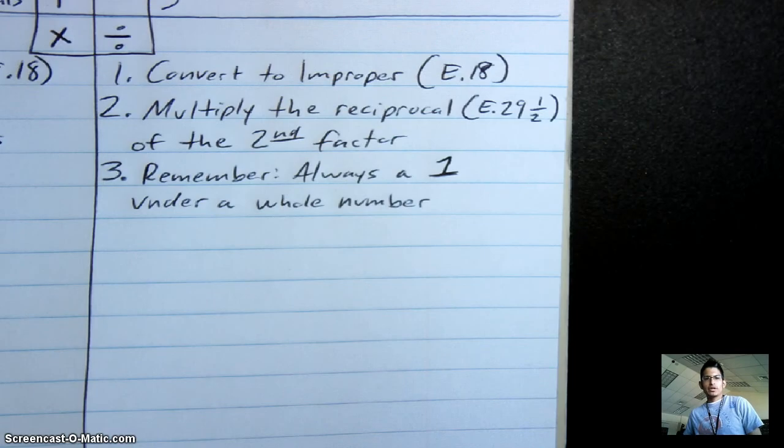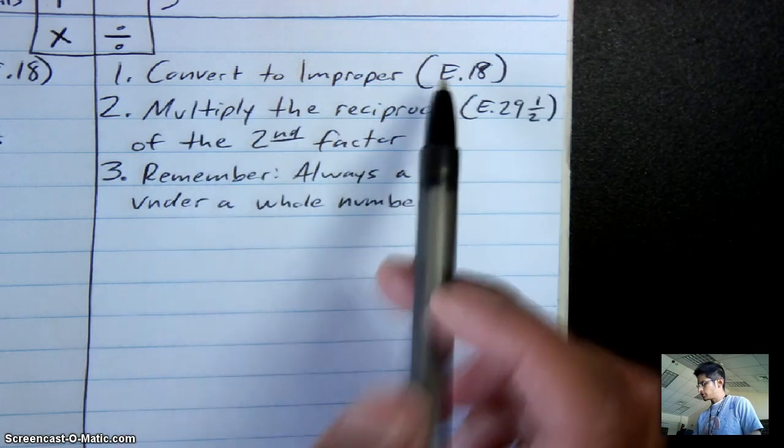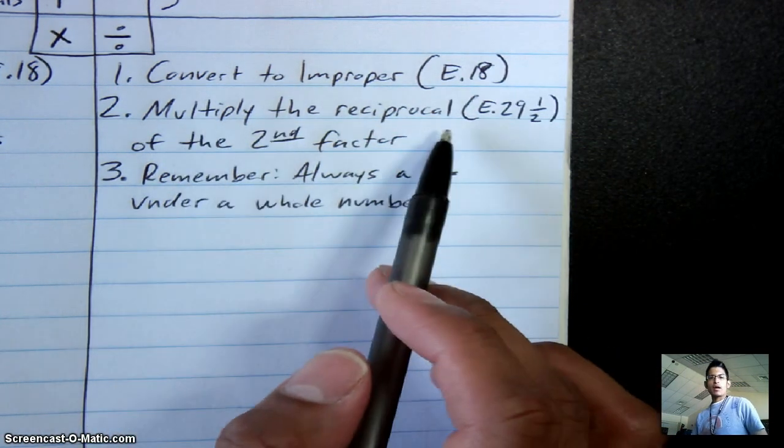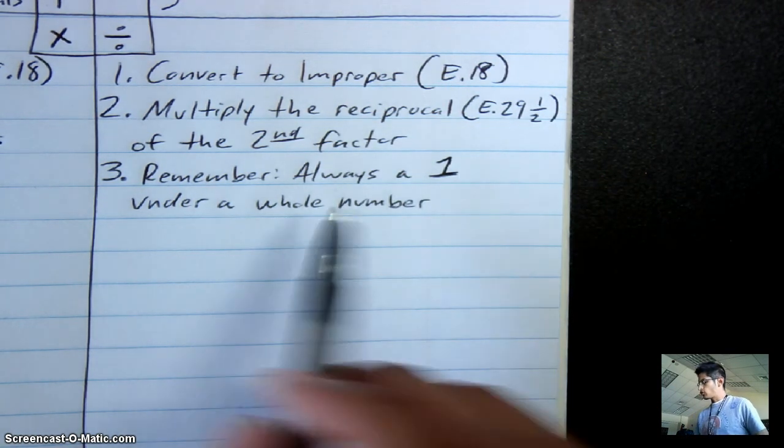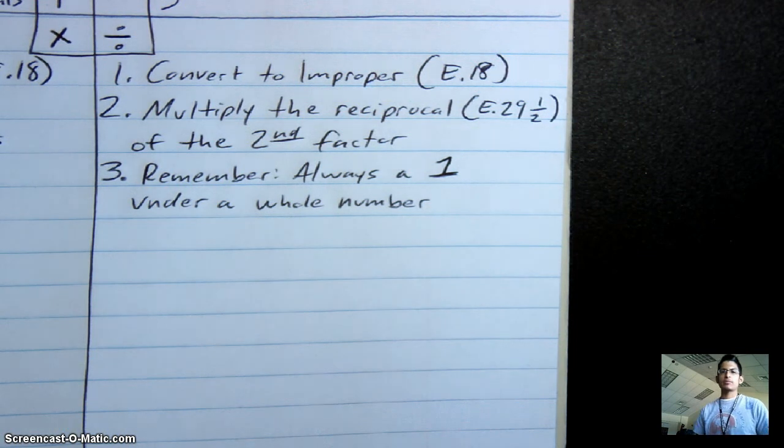Alright guys, our last one is division. And the first thing is, always convert it to an improper fraction. Multiply the reciprocal of the second factor. That was the episode that we did in class, episode 29.5. And remember, there's always a 1 under a whole number. I gave you all the example that I'm 29/1 years old. Every whole number has a 1 underneath it. So let me give you guys an example.